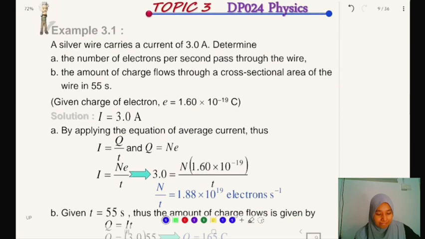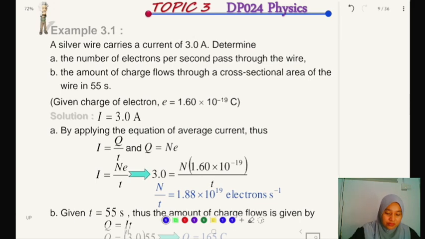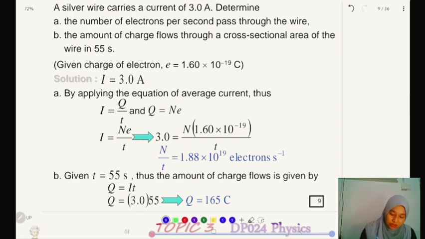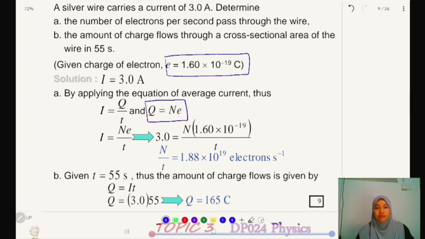Here is example 3.1. A silver wire carries a current of 3 A. Determine the number of electrons per second passing through the wire. Here there is an addition. It is not in the notes, but here there is an addition: Q equals NE. This is extra knowledge. Q is the charge, capital N is the number of charges, and e is a constant, the charge of an electron, 1.6 times 10 to the power of negative 19. That is the magnitude of the charge of a free electron. For part A, we want the number of electrons per second passing through the wire, so we want N over T.